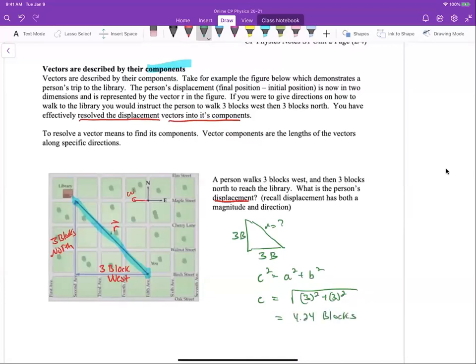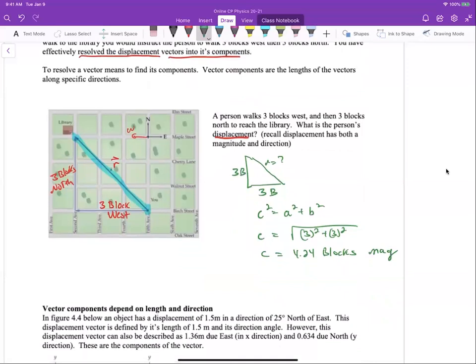Okay, so that is the magnitude, but I'm not done because displacement has magnitude and direction. So that is only a part of the solution. I have to find the direction. If I want to describe a vector quantity, I have to give its direction. So how do I find theta? Well, I have the opposite side and the adjacent side of theta. What do we know about opposite and adjacent?